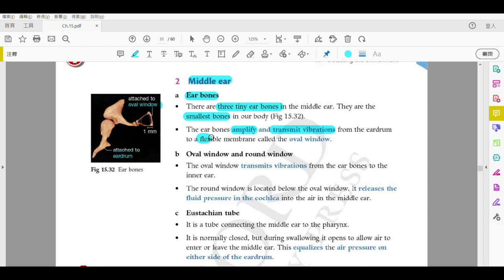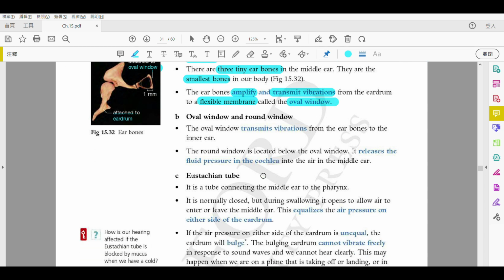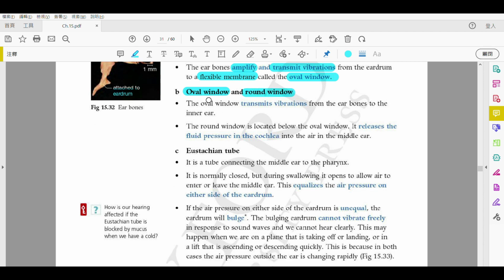So oval window is a membrane. 係一個薄膜嚟嘅啫. Okay? So next, we're going to talk about the 2 windows. One of them is the oval window and the other one is the round window. So oval window, what is it connecting? Connecting the ear bone and the cochlea. Alright? So it will transmit the vibration from the ear bone to the cochlea.